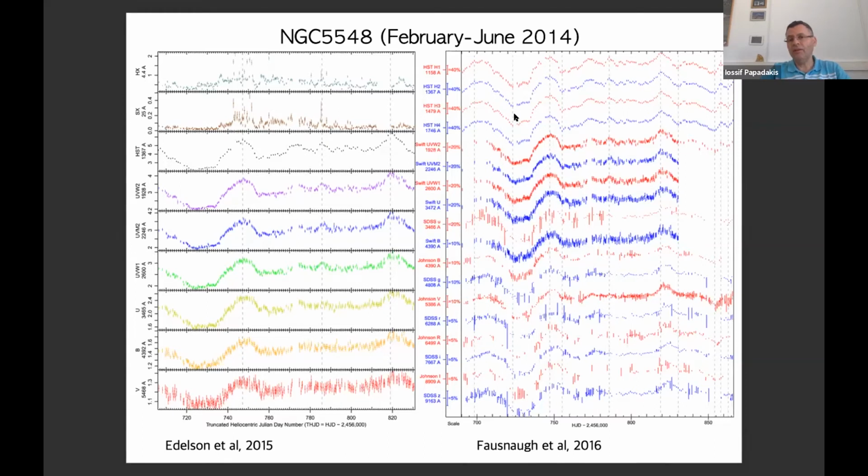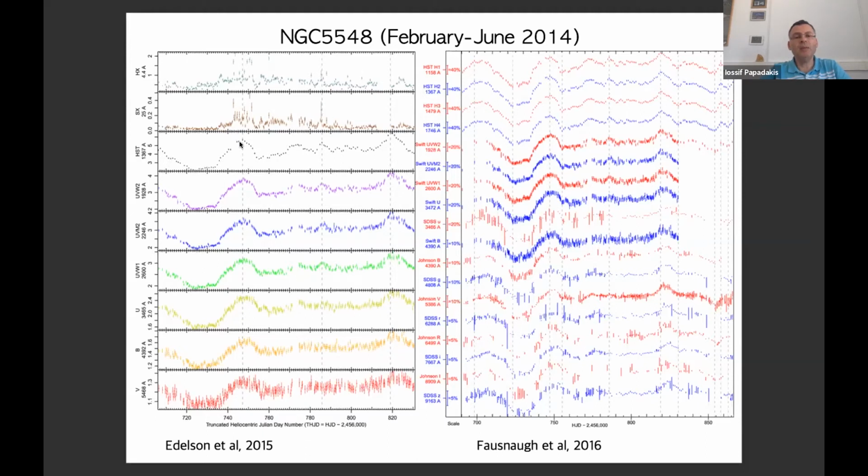But you can see at the same time, it was not just the HST and the Swift, but there were all sorts of optical telescopes all around the world, observing the same object, the same active nucleus. And now I think you can even by eye see very, very clearly that UV and optical are variable.